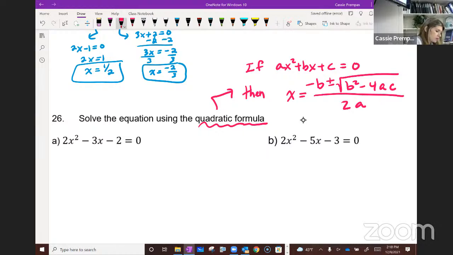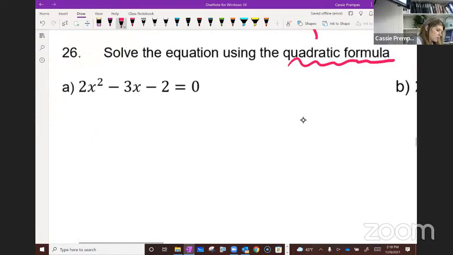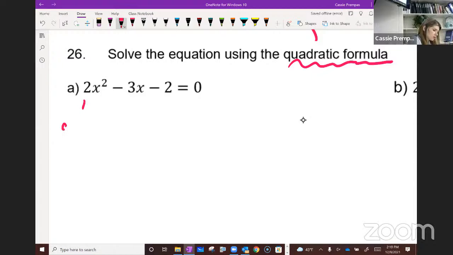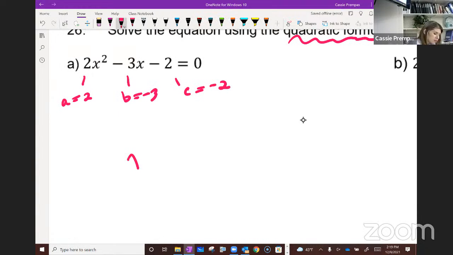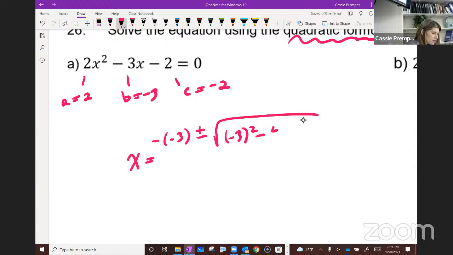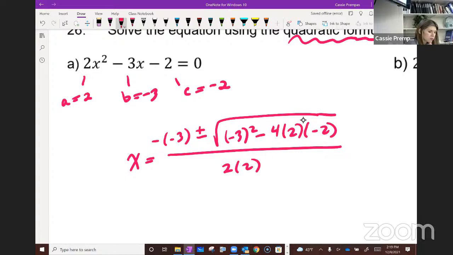And now I would use it. So number 26, do we know what a is? 2, I think some of us are already doing it. B is -3, C is -2. And then I put these pieces in. So x is equal to the opposite of b, the opposite of -3, plus or minus square root of b squared minus 4 times a, which is 2, times c, which is -2, all over 2 times a.